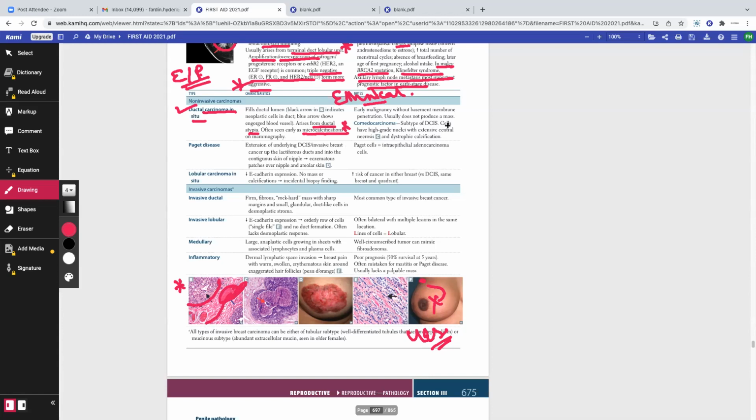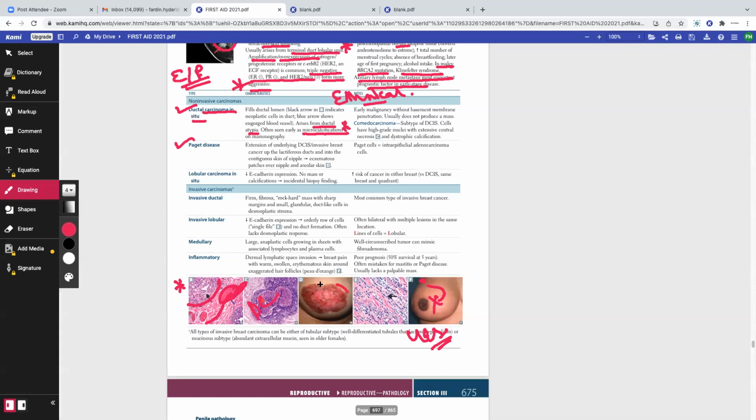Comedocarcinoma is a subtype of DCIS, and cells have high-grade nuclei with extensive central necrosis and dystrophic calcification. So something like this. You do not have to remember so many things. Just remember if there is a tumor that is arising from the duct lining that is calcified, what sort of a tumor is this? This is ductal carcinoma. Next one is Paget's disease.